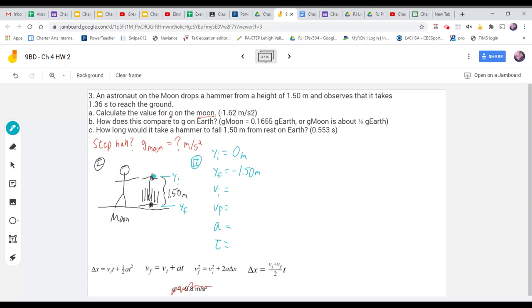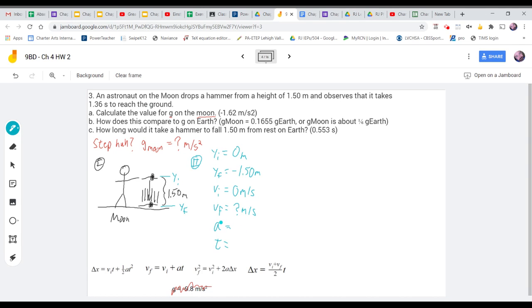v initial, how fast is the hammer moving at the beginning? Well, at the beginning, up here, there's no speed lines. So the astronaut has just dropped it. They didn't throw it up or down. So 0 meters per second. v final, how fast is the hammer moving at the end of the problem? Well, it's definitely moving because of the speed lines, but we don't know. So question mark, meters per second.